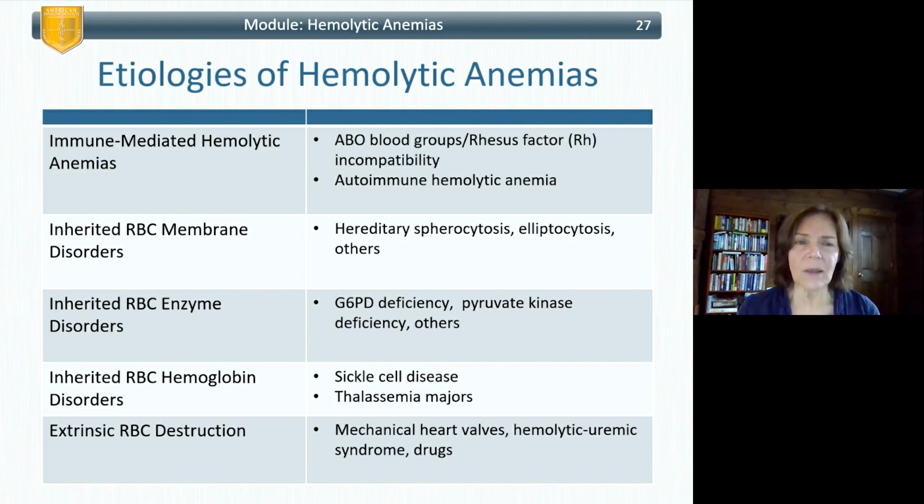Intrinsic defects of the red blood cell include inherited red cell membrane disorders, such as hereditary spherocytosis or elliptocytosis, inherited red cell enzyme disorders, such as glucose-6-phosphate dehydrogenase deficiency, pyruvate kinase deficiency, and others, and inherited red cell hemoglobin disorders, such as sickle cell disease, thalassemia major, and others.